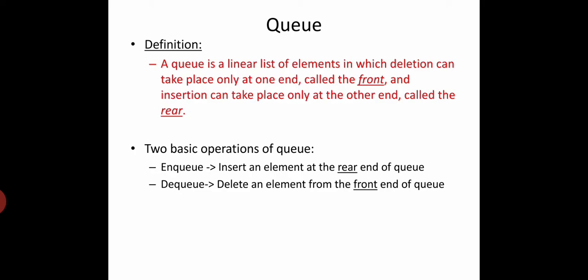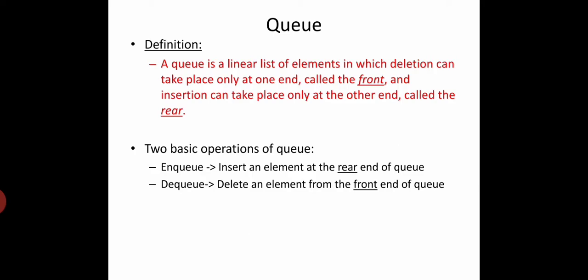In the case of queue, you are about to familiarize yourself with these things: the front end is there, the rear end is there, and the two basic operations. The first one is Enqueue. Enqueue means insert an element. Where can we insert the element? Insert an element at the rear end of the queue.